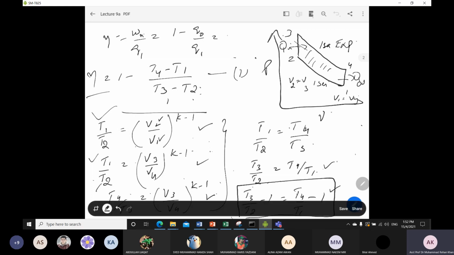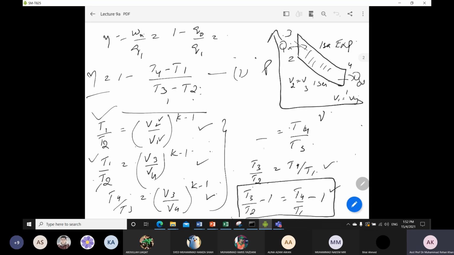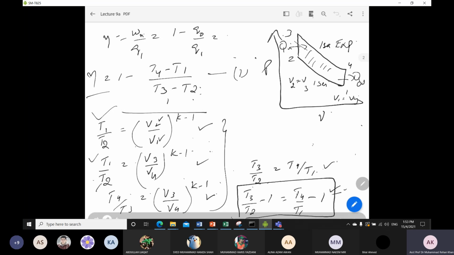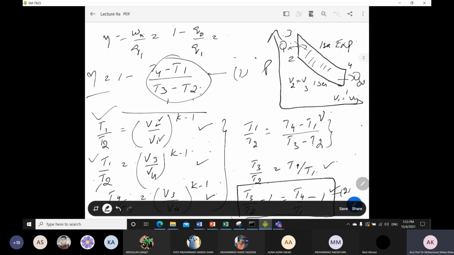Okay, so you can write it down, then I will move forward. If you solve this equation, which you can call equation number 2, you will get that T1 over T2 is equal to (T4 minus T1) over (T3 minus T2). Okay, and this right hand side you can see is in your efficiency equation as well. So you can easily say that your efficiency is equal to 1 minus T1 over T2.